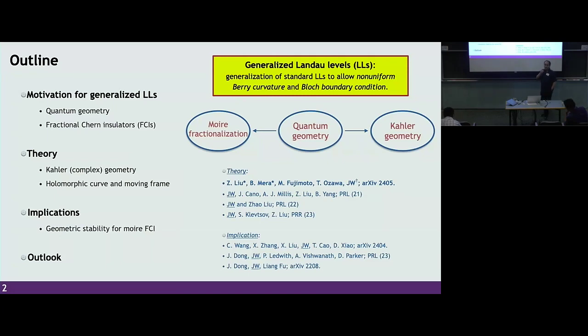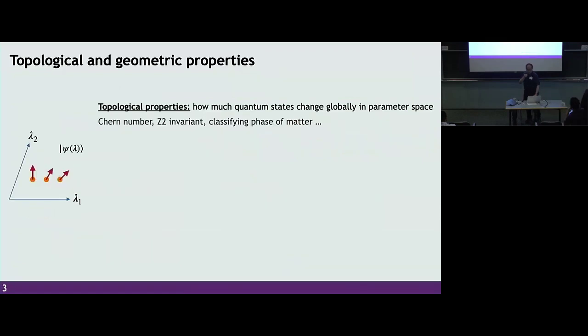The key line in such a generalization is the quantum geometry, which I'll quickly review, and it will connect two quite different topics. One is the Kähler geometry, which is very mathematical. Another is Moiré material. So I will start with the theory of the generalized Landau level and then talk about the implications.